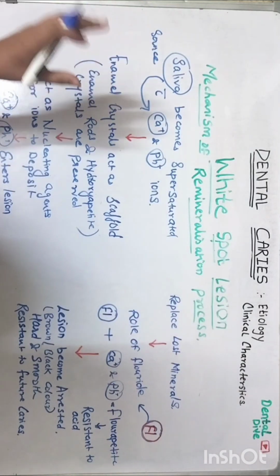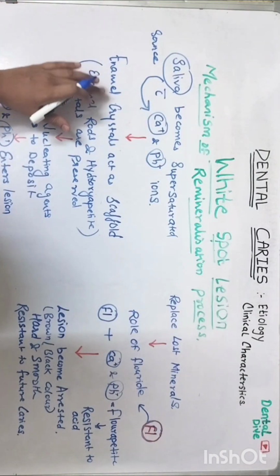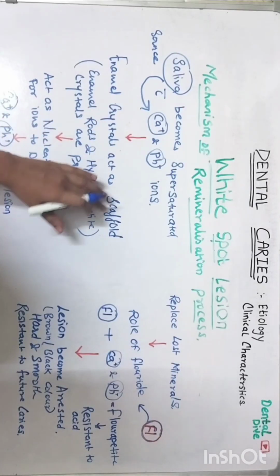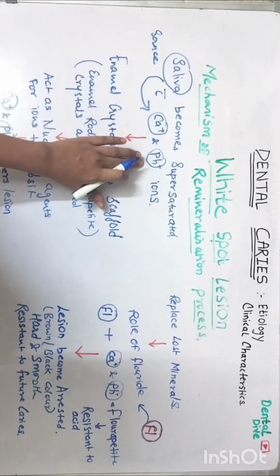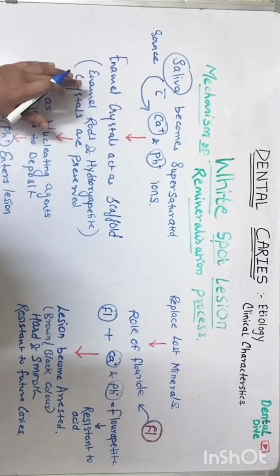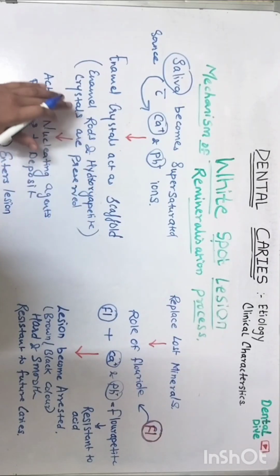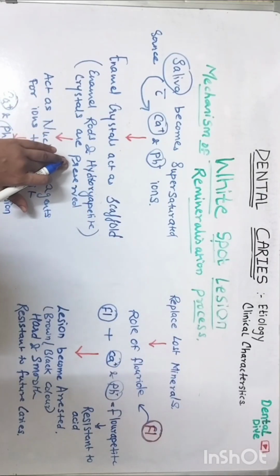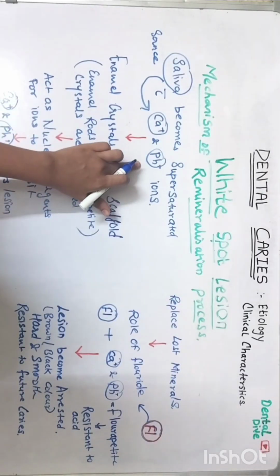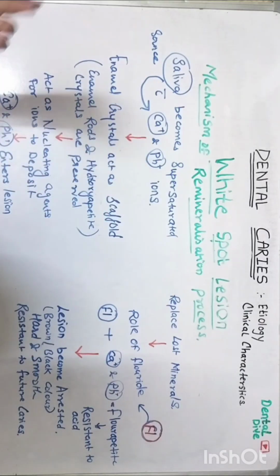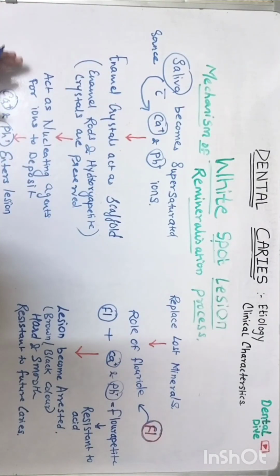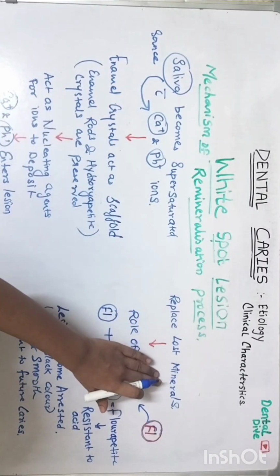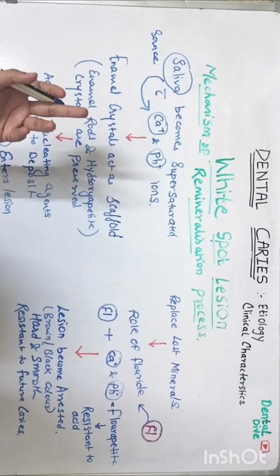And in the non-cavitated lesion, the enamel crystals act as scaffold for the deposition of these calcium and phosphorus ions. Means the enamel rod and hydroxyapatite crystals are preserved which act as a scaffold for these ions to get deposited. It also acts as a nucleating agent for these ions to deposit. When the calcium and phosphorus ions enter the lesion, they replace the lost minerals which got dissolved by the acid attack.